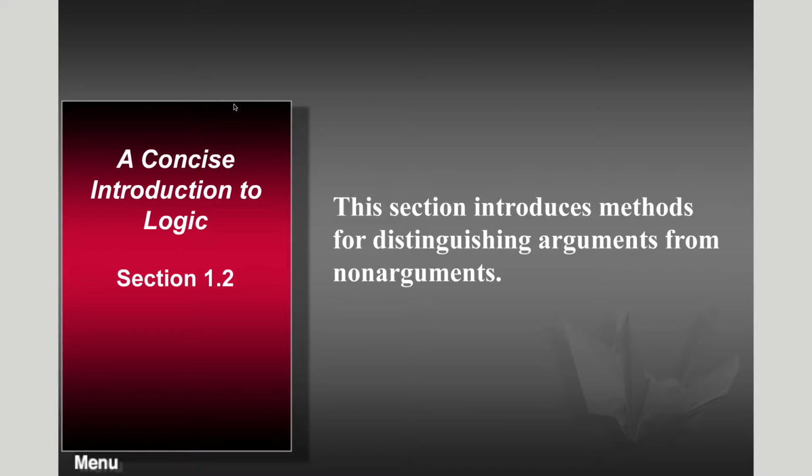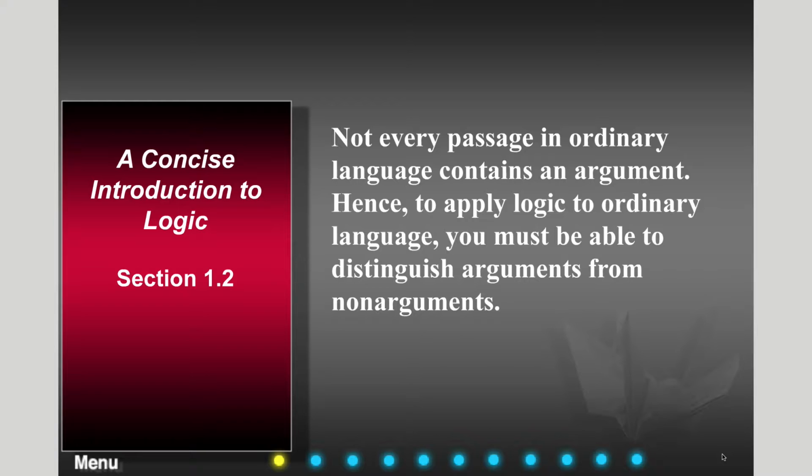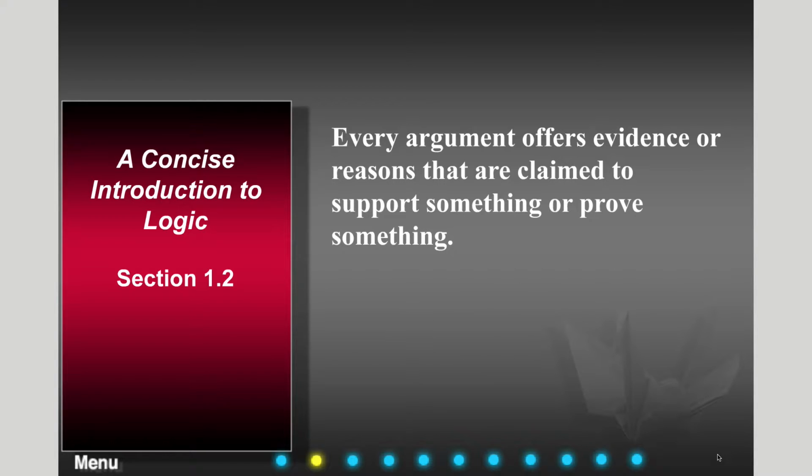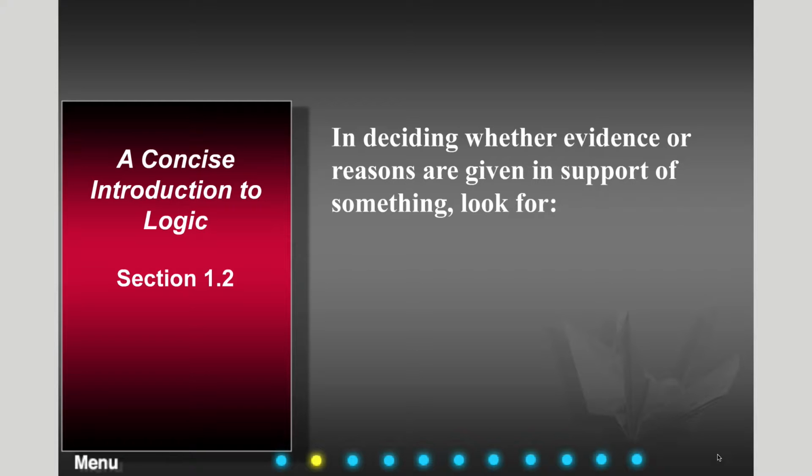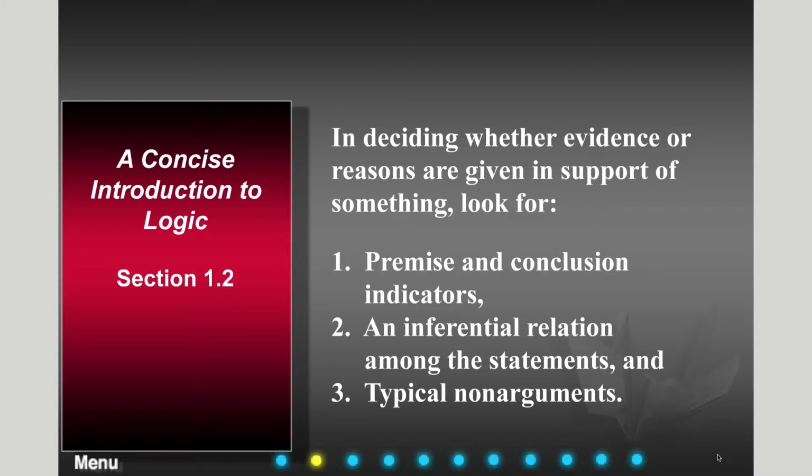So this section introduces methods for distinguishing arguments from non-arguments. Not every passage in ordinary language contains an argument. Hence, to apply logic to ordinary language, you must be able to distinguish arguments from non-arguments. Every argument offers evidence or reasons that are claimed to support something or to prove something. In deciding whether evidence or reasons are given in support of something, look for premise and conclusion indicators, which you learned in 1.1, an inferential relationship among the statements. One leads to another, and then look for whether something is a typical kind of non-argument.